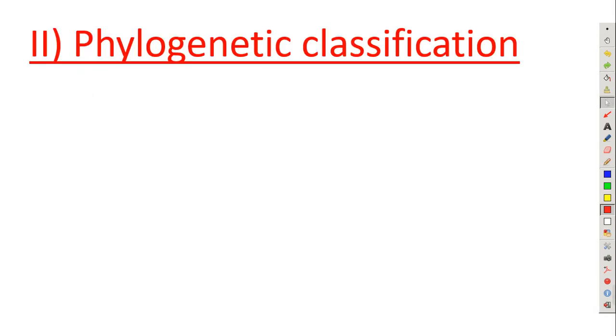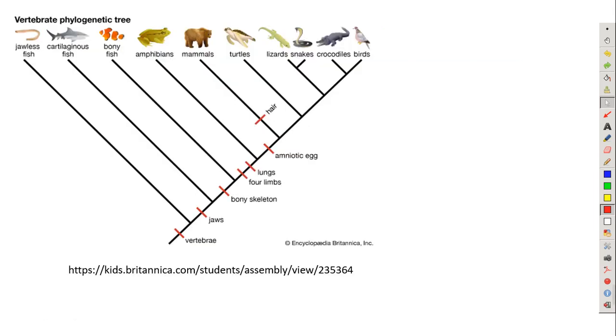Second big part, phylogenetic classification. This might be a new word for you. You might have very briefly talked about it in S5, but maybe just briefly. Let's investigate and see what it's all about. It starts off with this kind of diagram. So this is called a phylogenetic tree.